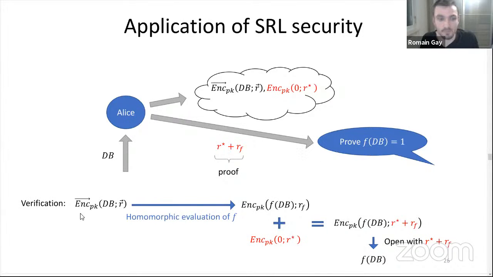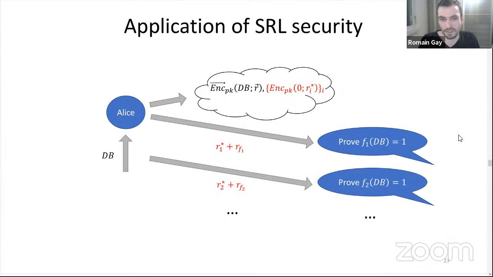How do you do it? You take the encrypted database, you homomorphically evaluate F on it, you add this encryption of 0, and then you open and you check the result. So the proof is sound as long as the encryptions generated by Alice are proper. And it's actually zero knowledge based on this SRL security. Technically, you would need a simulation SRL security, which we can actually prove, but I don't want to go into details.